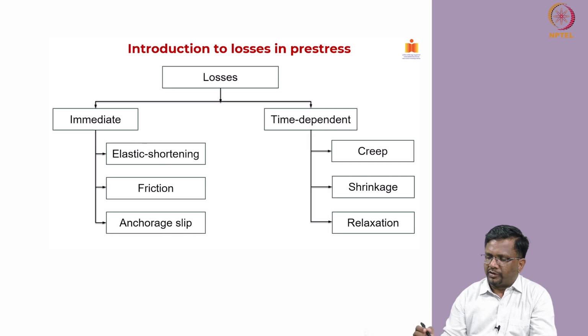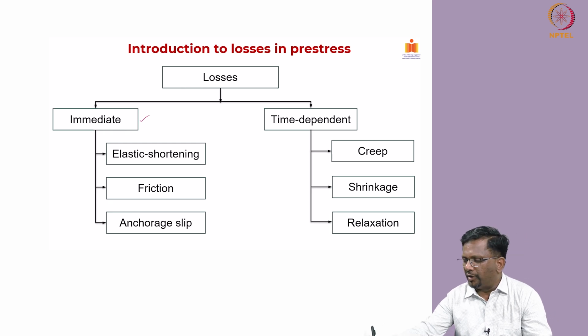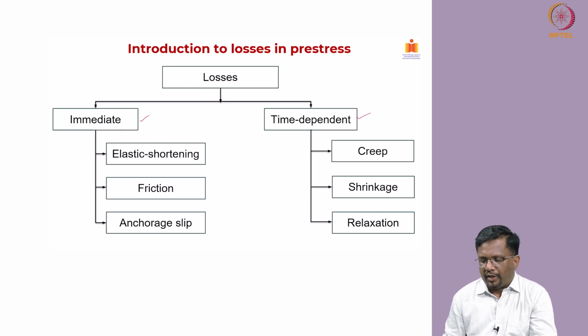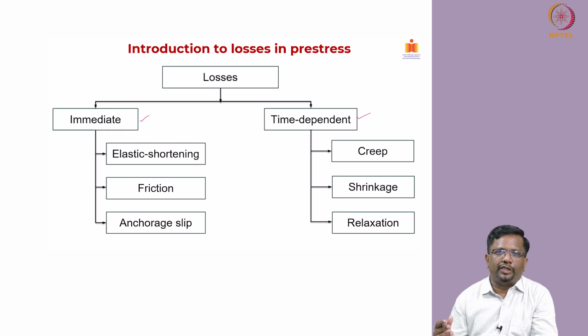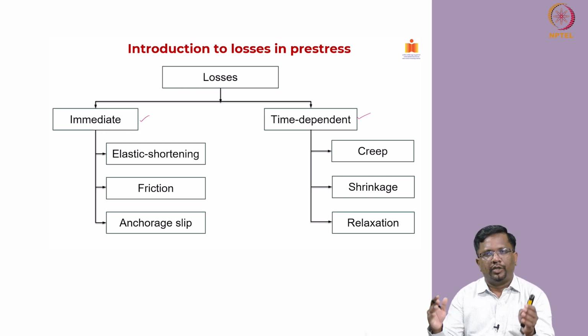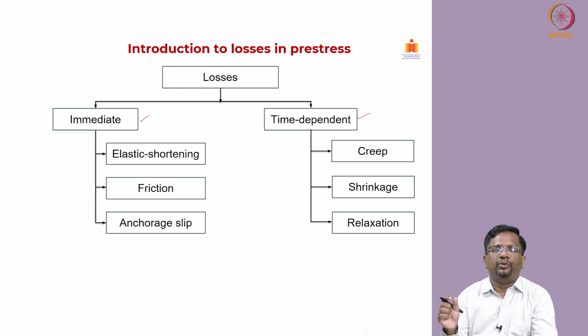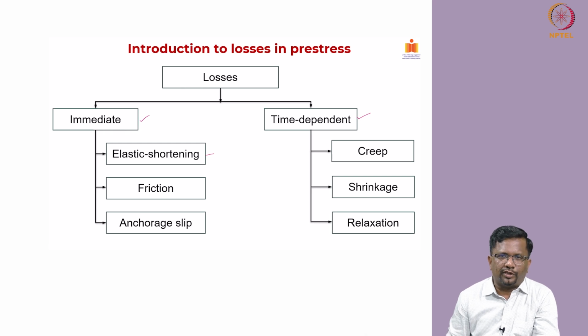In losses, as we have discussed, we are going to have two categories. One is the immediate loss, another one is the time dependent loss, right. In immediate loss, we have three important losses that can happen. One is from the elastic shortening of concrete. When you apply pre-stress, concrete is going to get squeezed, right. In that process, you will also lose the stretching that you are initially giving to the strand. That loss is called elastic shortening. We will discuss that.